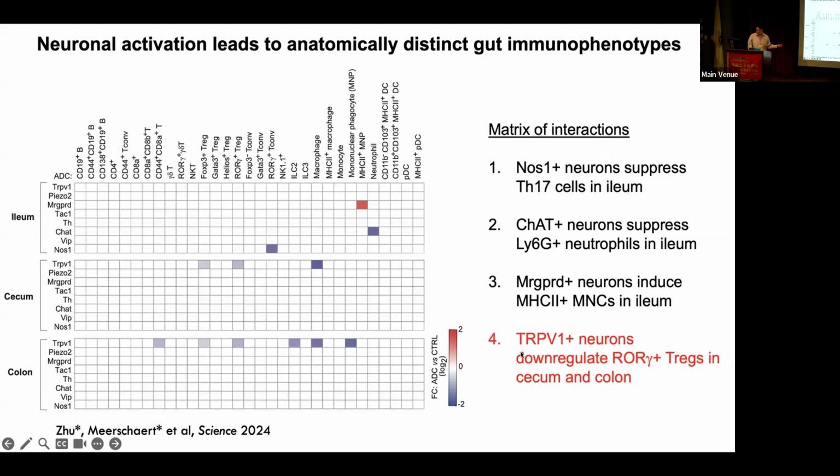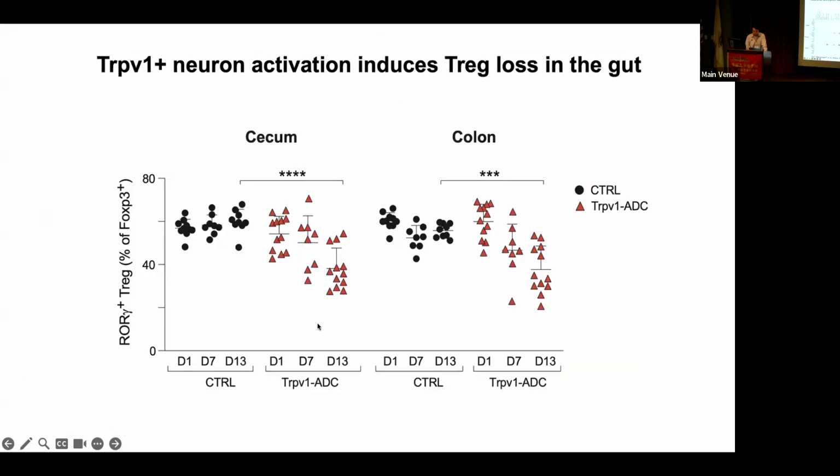The specific one that we're really interested in is the TRPV1 neurons because of nociception. And they had the largest effects. They caused changes, mostly suppression of different immune cell types in the gut, of which one that's quite interesting is the regulatory T cells.